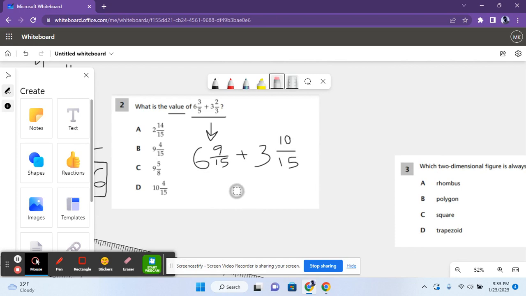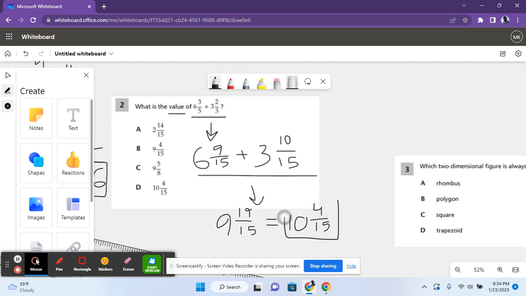What is 6 plus 3? 6 plus 3 is 9. 9 plus 10, those are the numerators. 9 plus 10 is 19, then over 15. 9 and 19 over 15 is equal to 10 and 4 over 15. Which is answer choice D.